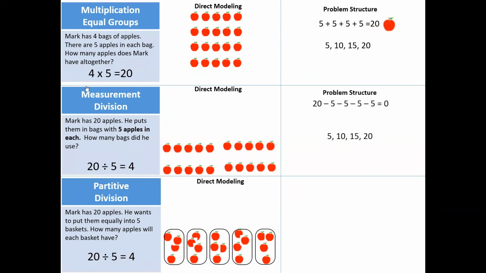Now, take a look at this one right here. This problem, if you think about it, when we had all the 20 here and we took 5 and 5 and 5, this would be one of the times where repeated subtraction would be an appropriate method. I'm not saying they should do it that way.